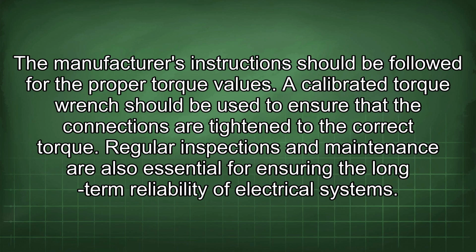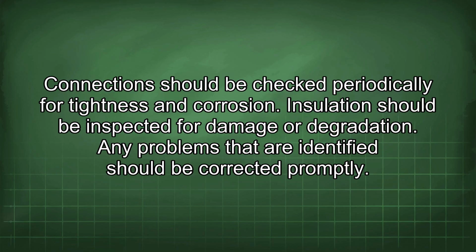A calibrated torque wrench should be used to ensure that the connections are tightened to the correct torque. Regular inspections and maintenance are also essential for ensuring the long-term reliability of electrical systems. Connections should be checked periodically for tightness and corrosion. Insulation should be inspected for damage or degradation. Any problems that are identified should be corrected promptly.